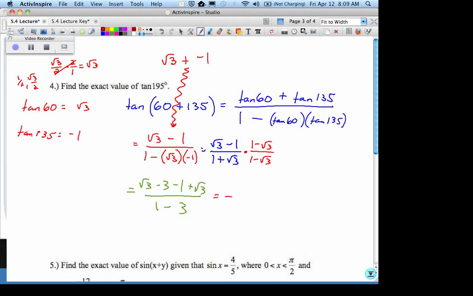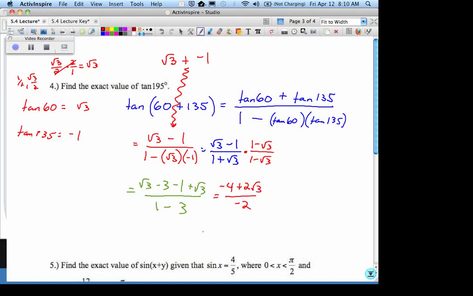1 minus 3 on the bottom gives me negative 2. What kind of like terms do we have on top? I have negative 3 and negative 1 gives me negative 4. Root 3 plus another root 3 gives me how many? 2 root 3s.